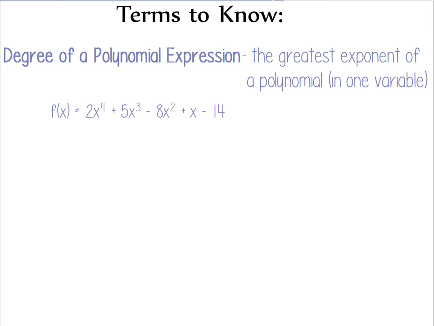So here's my example. Notice we're looking for the greatest exponent. My greatest exponent is 4. So that exponent is going to tell you the degree. This is a fourth degree polynomial. If that term wasn't there and my biggest exponent was 3, it would be a third degree polynomial, and so forth.